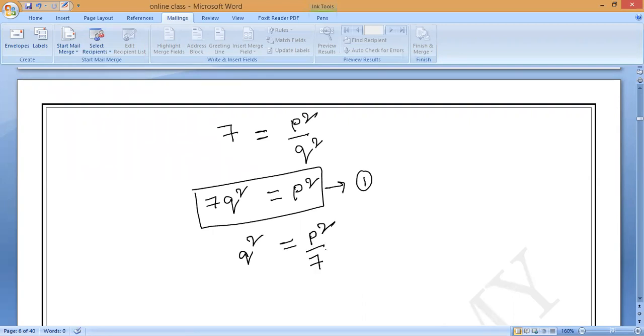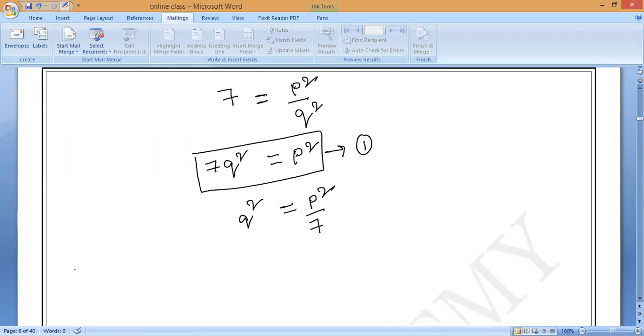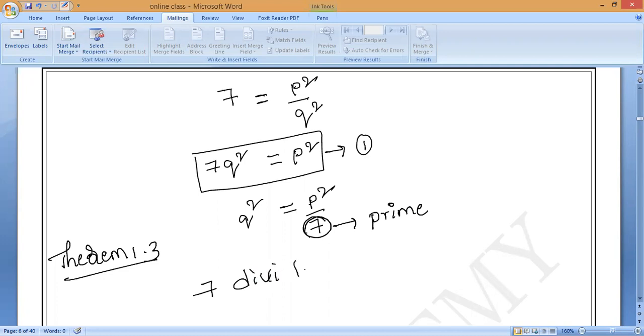So, 7 divides P square. Apply the theorem. According to theorem 1.3, what is our theorem? Ma'am, 7 is a prime number and it divides P square. If 7 divides P square, then 7 also divides P, correct? 7 also divides P.